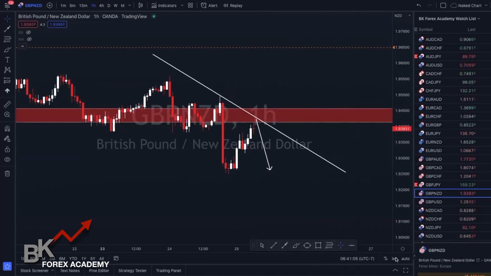Okay, and today is Wednesday, May 25th. So if you compare what I'm showing you with the price action, you can see how accurate my analysis is and how this actually turned out for me.